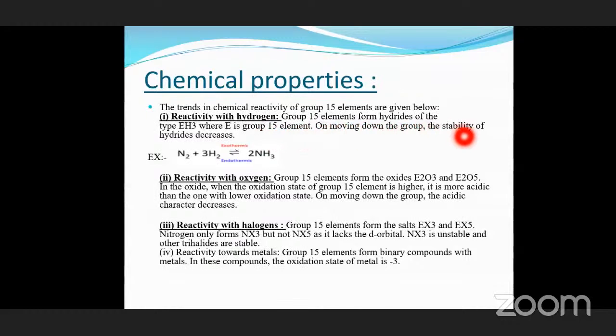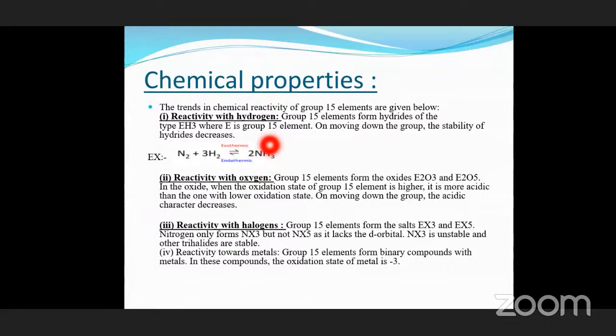On moving down the group, the stability of hydrides decreases. For example, the hydride properties decrease down the group. Here, always when the fifth group elements react with hydrogen, they form EH3 type compounds. For example, here nitrogen reacts with hydrogen to form NH3, that is ammonia.